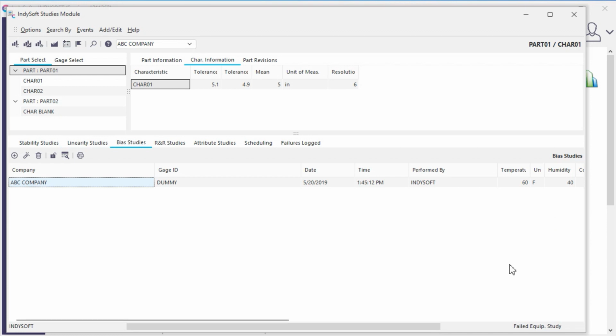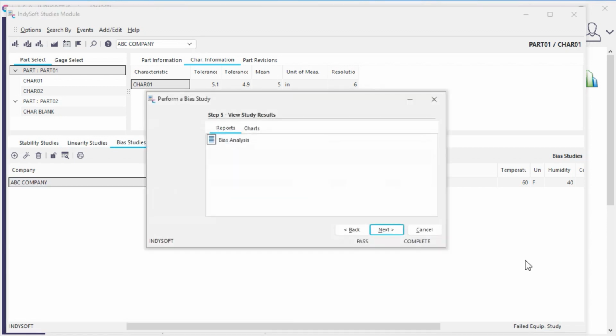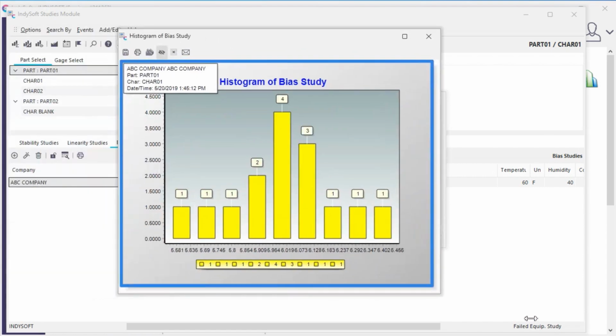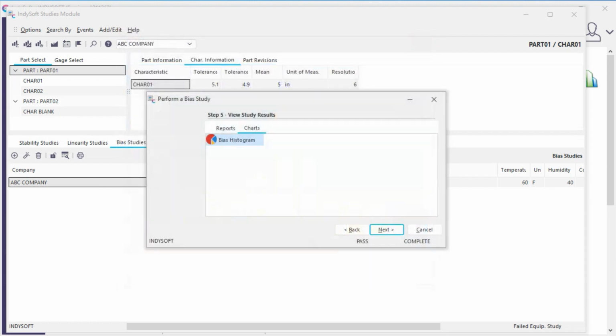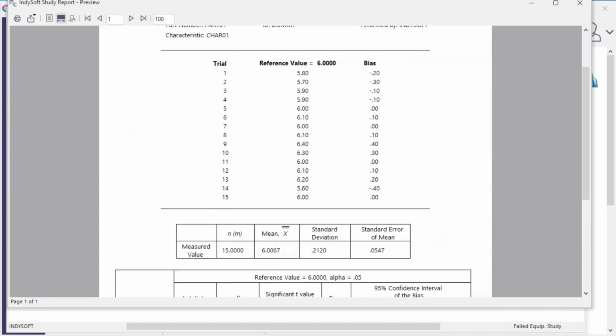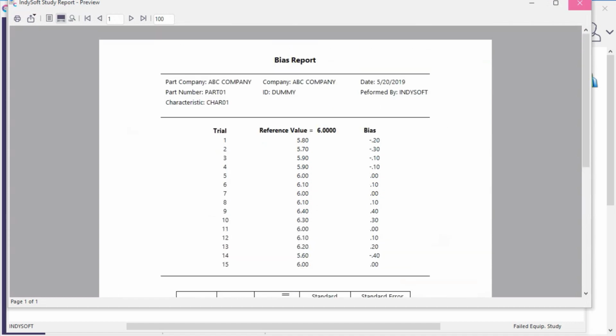A bias study is similar to a linearity study, except it is focusing in detail on one specific measurement. Here you can see that we've got a central tendency on these measurements, and the reference value is 6. It's pretty well doing what it's supposed to.